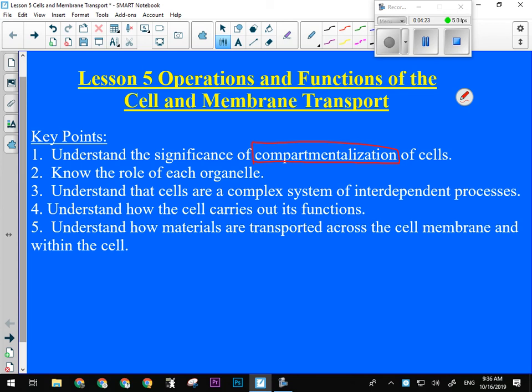Know the role of each organelle. Yep, that'll be on tomorrow's quiz, so know that. Understand that cells are a complex system of interdependent processes. What does interdependent mean?